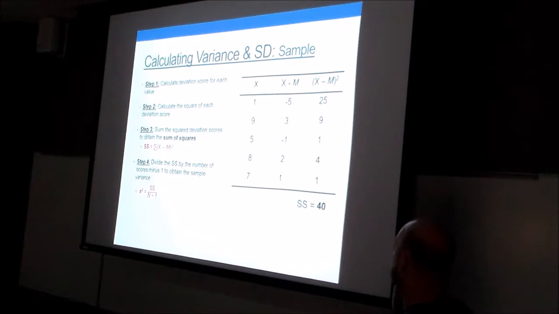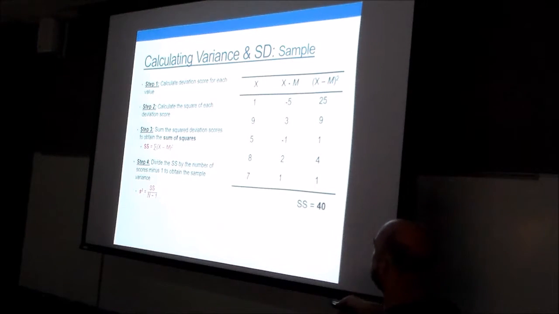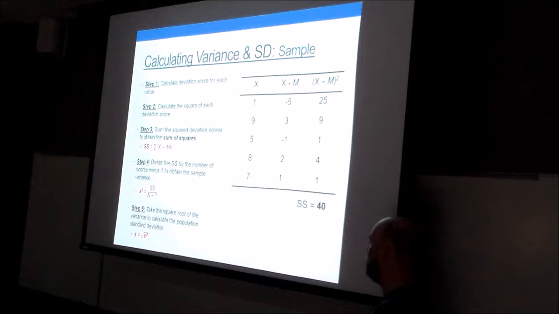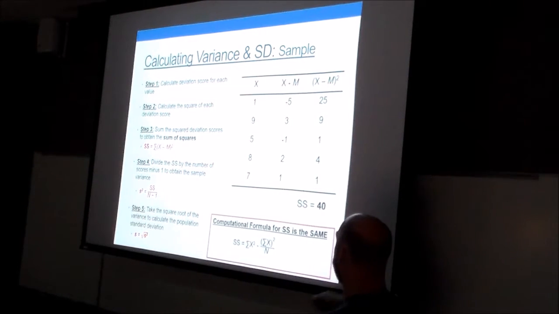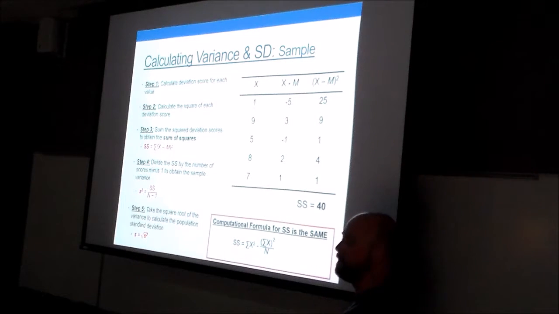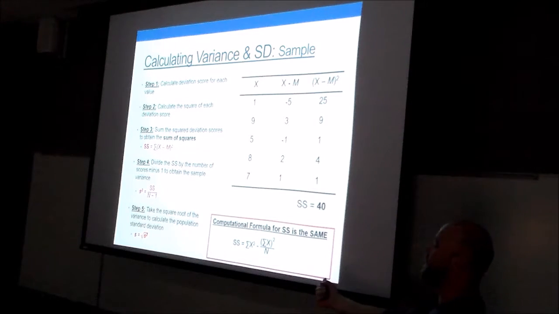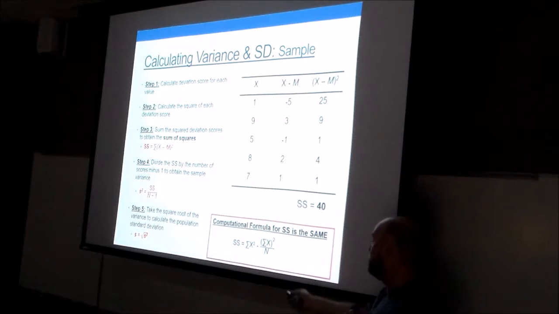But now for our sample variance, we're going to take this sum of squares and divide it by the number of observations in our sample minus 1. And then we're going to take the square root of our sample variance to get our sample standard deviation. But the computational formula for your sum of squares is the same. Everything is identical up to this point. The only difference that we make in calculating population variance versus sample variance is this adjustment to the denominator here. Cool?